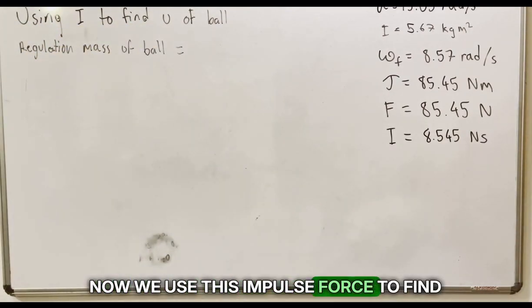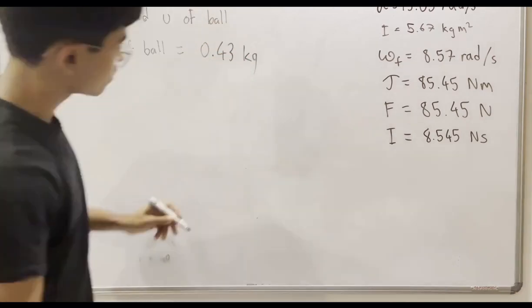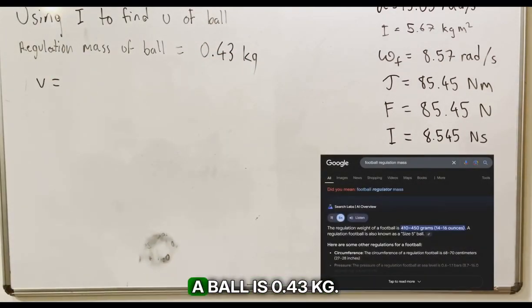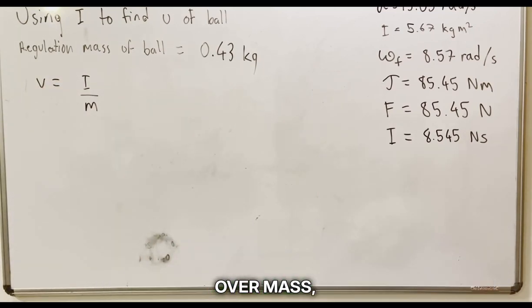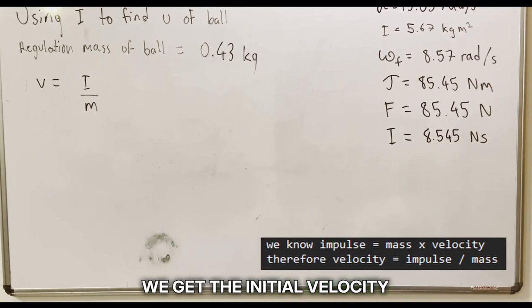Now we use this impulse to find the initial velocity given to the ball. We know that the regulation mass of a ball is 0.43 kilograms. Using velocity is equal to impulse over mass, we get the initial velocity as 19.88 meters per second.